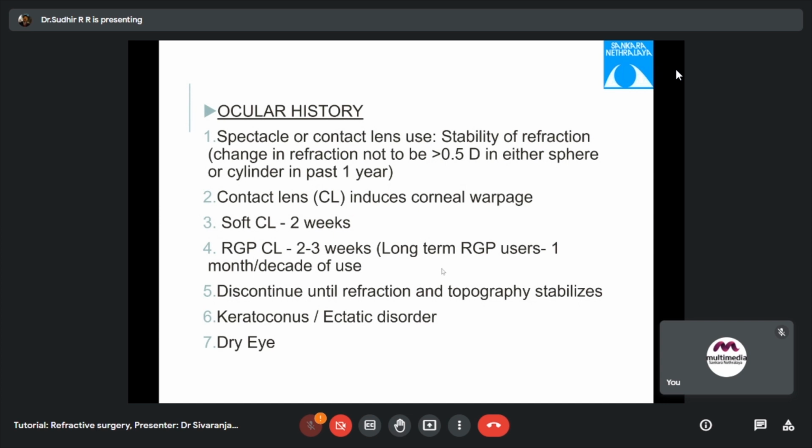Contact lens may induce corneal warpage. Can anyone tell me what is corneal warpage? How many of you use contact lens? These are simple things: why should we discontinue contact lens? The first thing is we looked at the stability of refraction. We'll come back to that again. So what is corneal warpage? It's an irregularity in the epithelium, where tear film instability occurs and a dry spot kind of thing. Epithelial irregularity occurs after using contact lenses, so that can be picked up. Why does that occur?